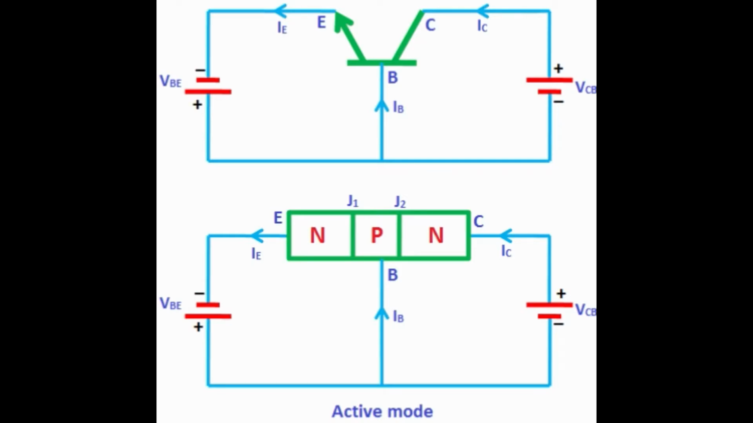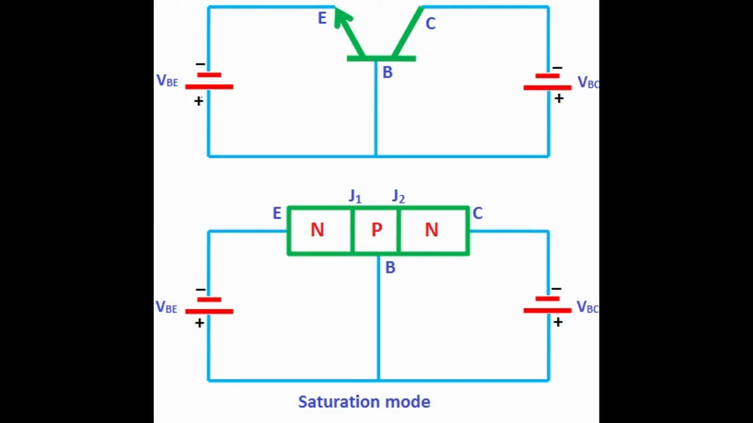In active mode, one junction, emitter to base, is forward biased, and another junction, collector to base, is reverse biased. In other words, if we assume the two PN junctions as two PN junction diodes, one diode will be forward biased and another diode will be reverse biased. The active mode of operation is used for the amplification of current. From the above discussion, we can say that the transistor works as an on-off switch in saturation and cutoff mode, whereas it works as an amplifier of current in active mode.